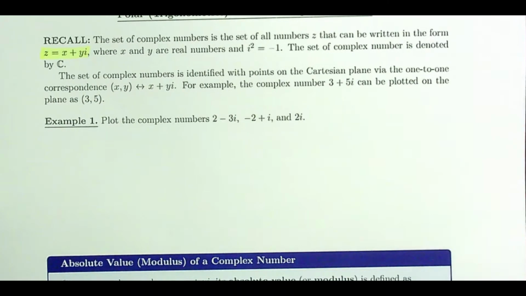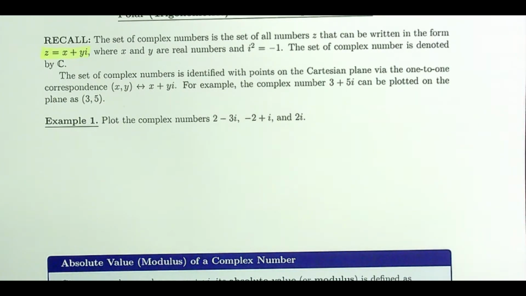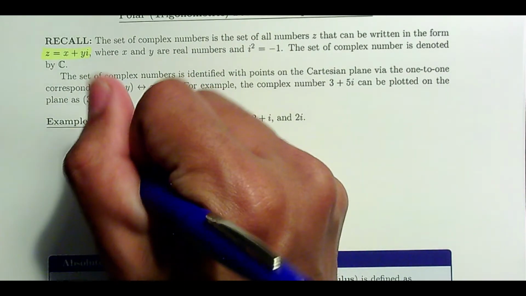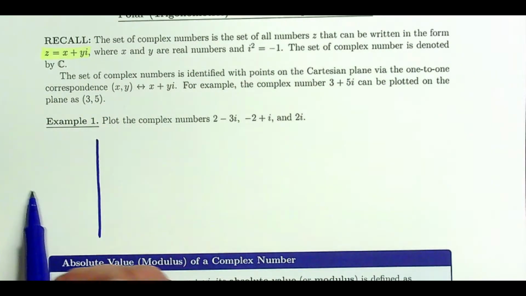So for example, let's plot these three: 2 minus 3i, negative 2 plus i, and 2i. Okay, so I'm going to draw my coordinate axis.